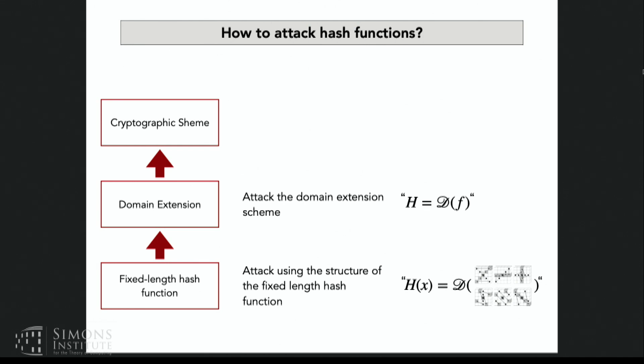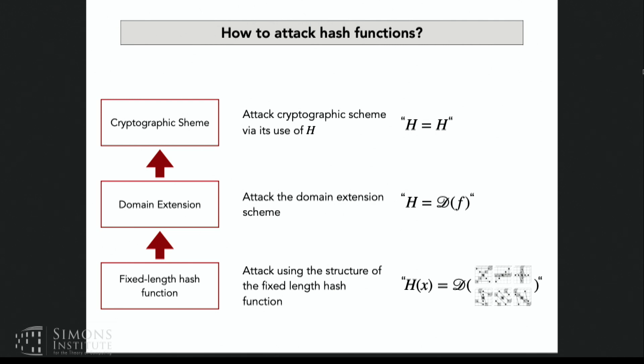Another option is we could regard the fixed-length hash function as a black box that has all the security properties we like. But then we could try to attack the domain extension scheme. It's supposed to ensure that the hash function h inherits all the important properties of f, but maybe it doesn't. So maybe we can find an attack that exploits some insufficiency there. And finally, we could regard the hash function as something monolithic, just a function that has all the security properties we like, and we could try to attack the way it is used in cryptographic schemes.